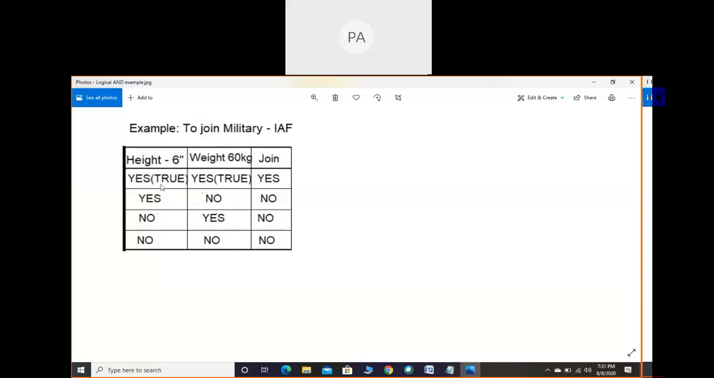See, in the first case, height 6 feet, yes. Weight 60 kg, yes. So both are correct. If both the conditions match, then he can join. If that is the rule, then in the remaining cases everything is false, because if one thing fails, that is, if height is 6 feet and the weight is not 60 kg, then also you cannot join. If weight is 60 kg but the height is not 6 feet, then also you cannot join. If he or she fails in both the things, height and weight, then he cannot join. From this example we can understand how the truth table has been framed.